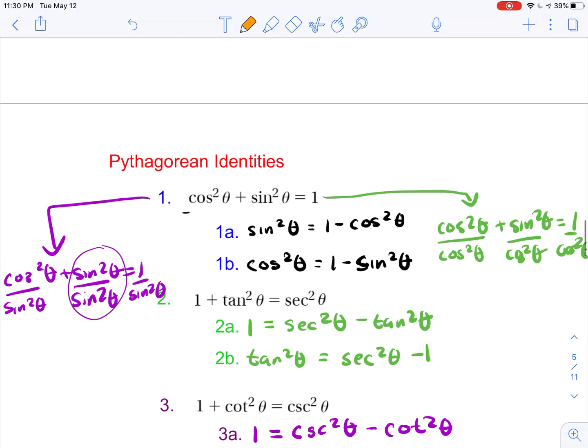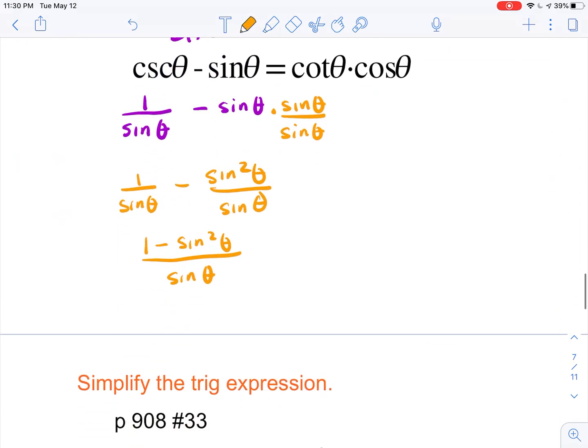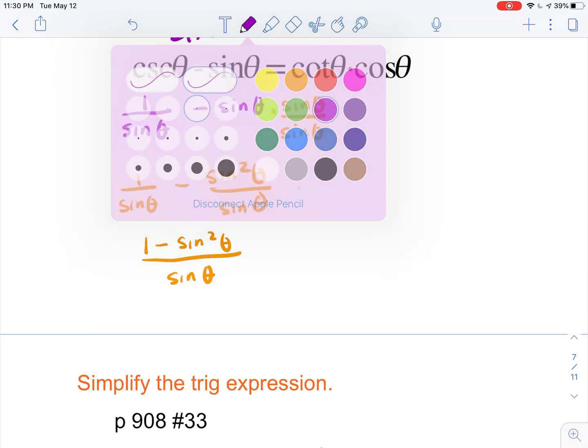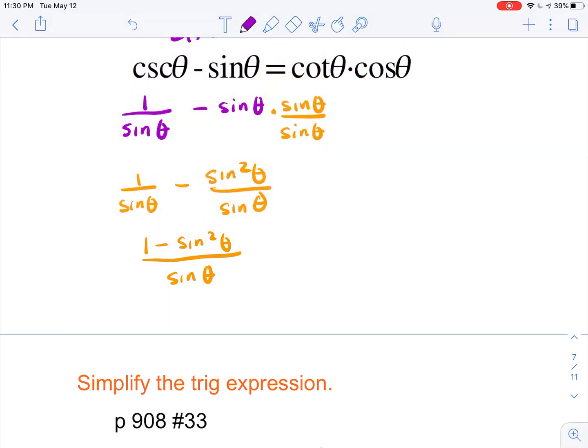Okay. So now what's left? Well, I see a 1 there, so I should be thinking identity, identity, identity. What can I use? Well, if we go back up, 1 minus sine squared theta is right here. So that means I can substitute in cosine squared theta, which is exactly what I'm going to do. So let's go back. Take my numerator and fill in cosine squared theta over sine theta.